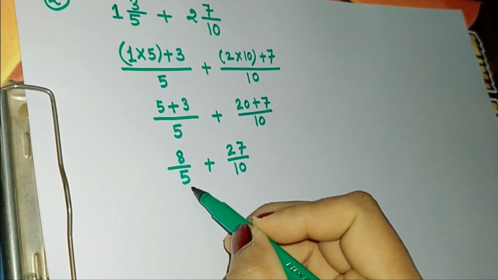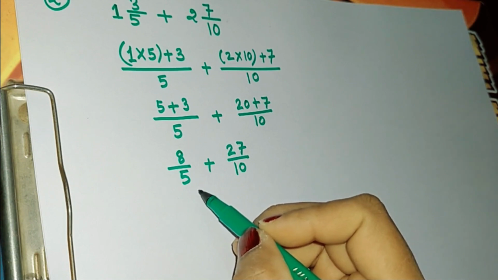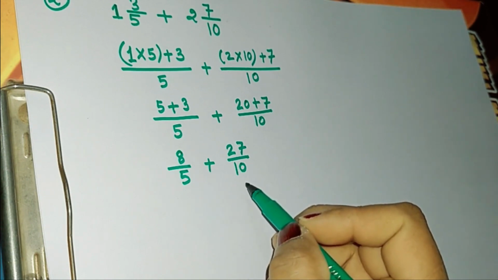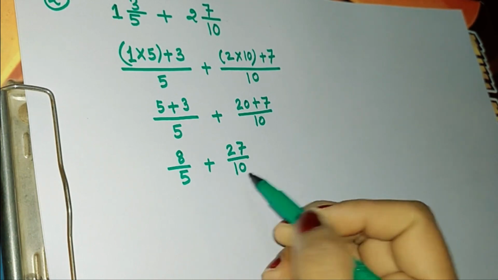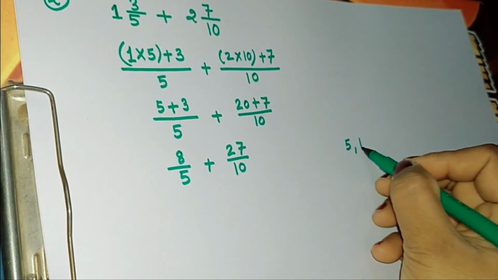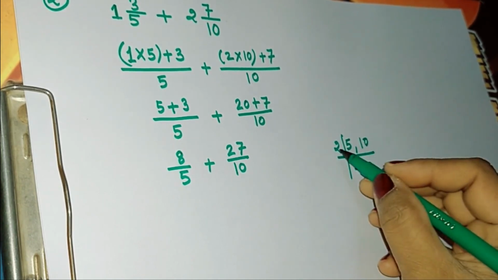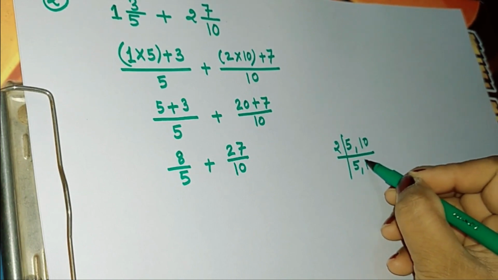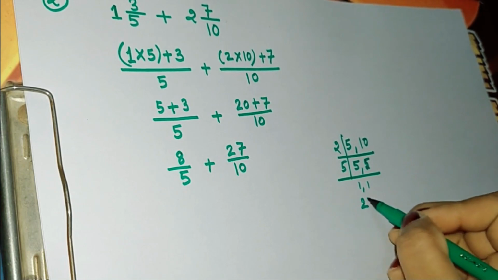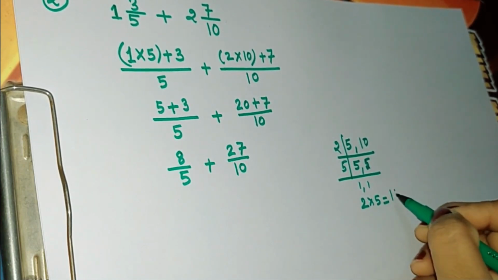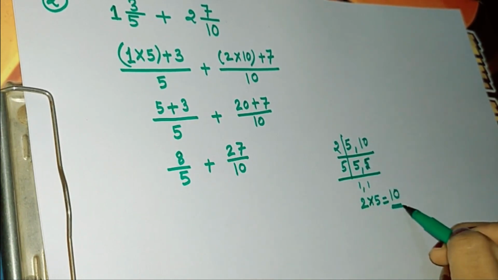Here you can see that the denominator of both the fractions is different. So first of all we will try to make the denominator same. How can we make the denominator same? We will take the LCM of these two denominators. So when we take the LCM, here you can see that 5 times 2 is 10. So here we will write 5, 5, 1, 1. So the LCM of these two denominators is 10.